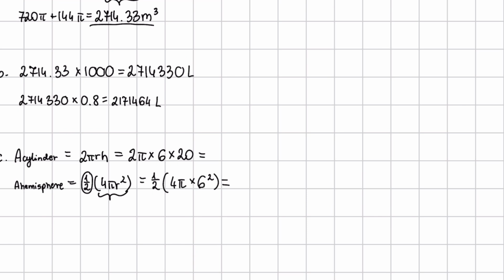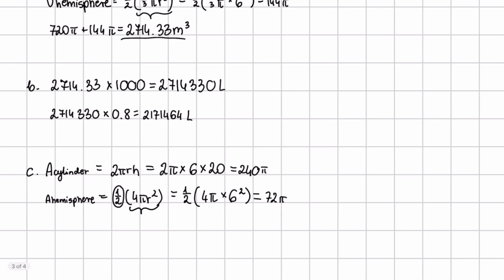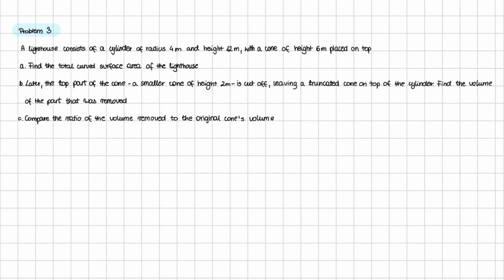We can leave it with pi because at the end we have to add both values to have a whole area to be painted. So these are our answers, and now we can add them. So 240 pi plus 72 pi, and it equals 980.18 meters squared.